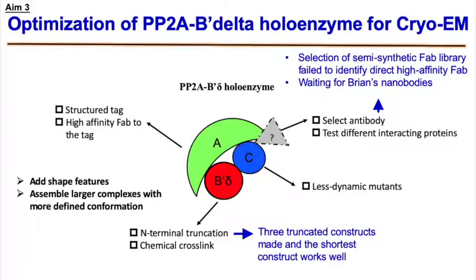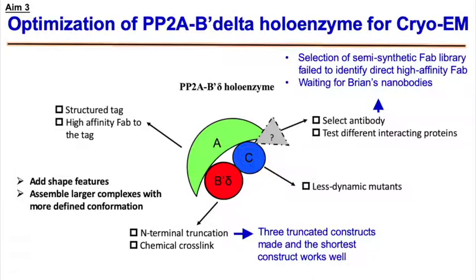Besides computational strategies, we're also exploring a wide variety of biochemical strategies. There are 7 different biochemical strategies we're trying now. The overall goal is to add shape features that can facilitate artificial intelligence 2D classification, and also to assemble larger complexes with more defined conformation, meaning that they reduce the gymnastics of the complex, so we can capture the most representative conformation of the complex.